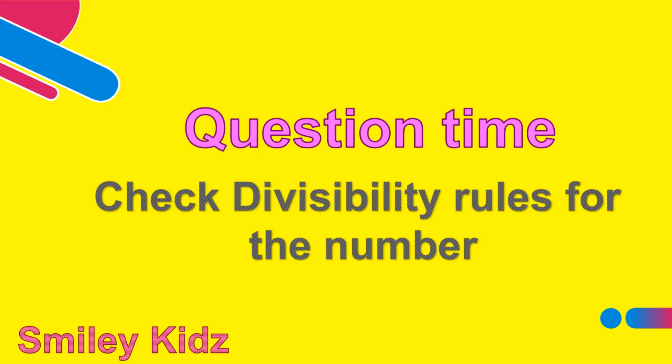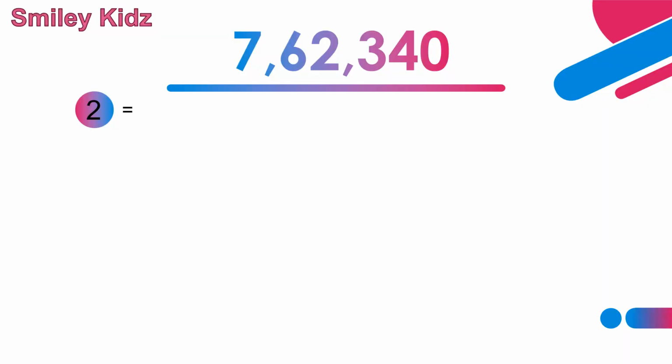So now let's see some questions on divisibility rules. So let's take a number 7,62,340. Is it divisible by 2? The divisibility rule of 2 is if the last digit is 0, 2, 4, 6 or 8, then the number is divisible by 2. So, in this number, the last digit is 0.